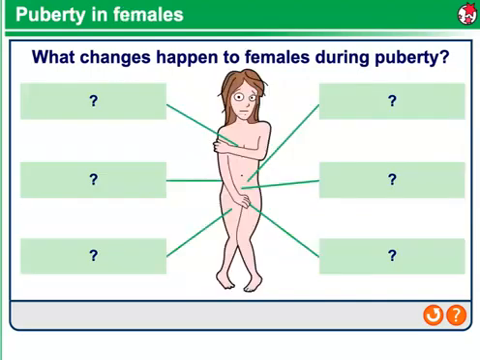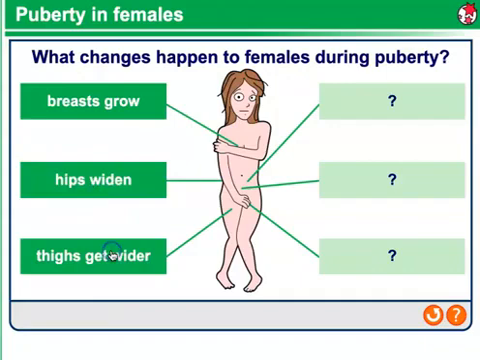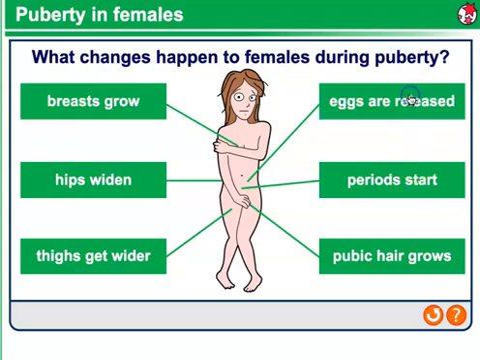What changes happen to females during puberty? The breasts enlarge. The hips widen. The thighs get wider. Pubic hair grows. Periods start. And eggs are released.